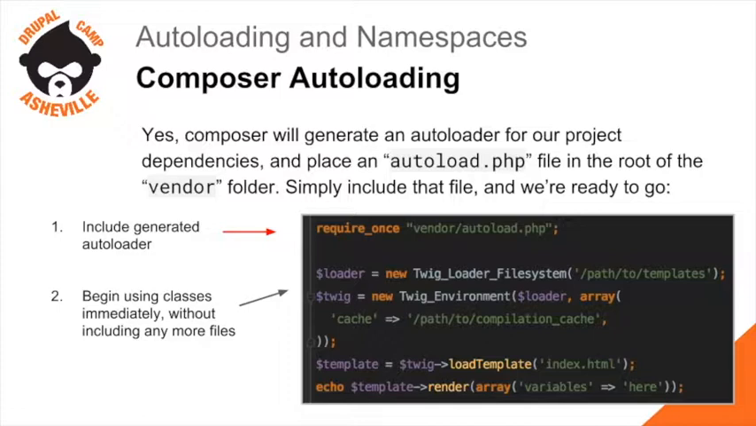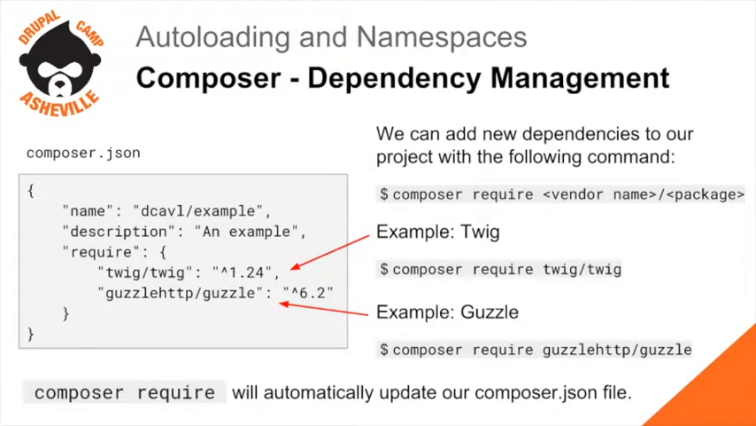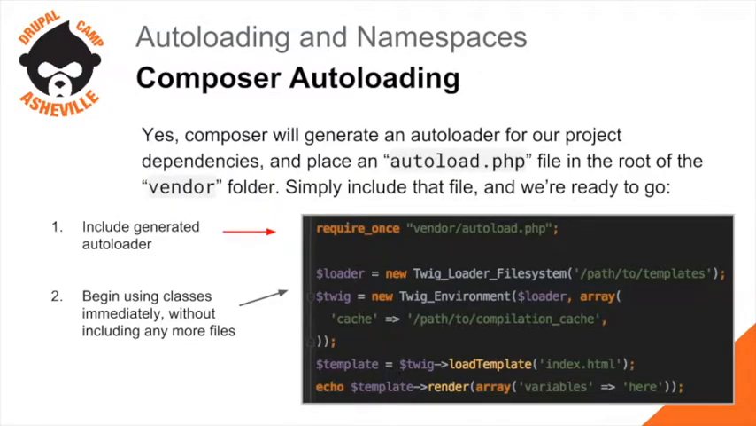Here's a simple example. This is index.php. I say composer install, and it downloads Twig to a vendor folder. Then I say new Twig loader filesystem. Since I have Composer's generated autoloader, that's it. I don't have to require every single Twig file, and I don't have to write my own autoloader. I am ready to start using every single dependency I've defined. Any questions here?